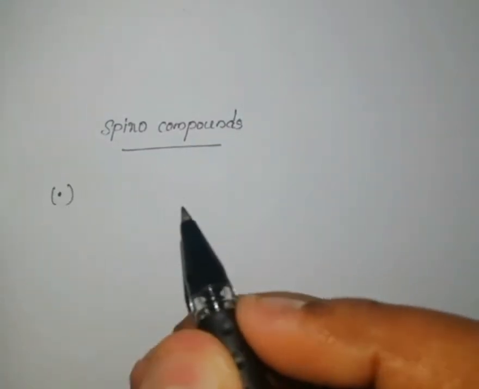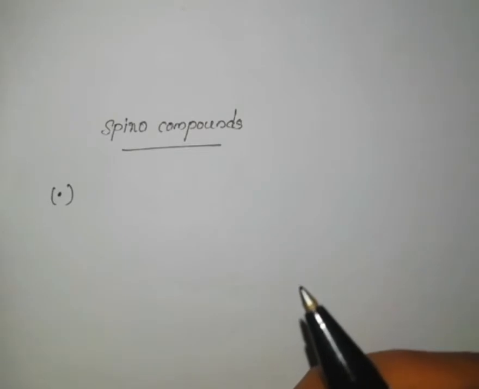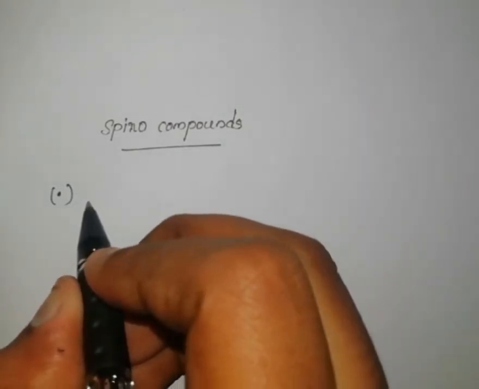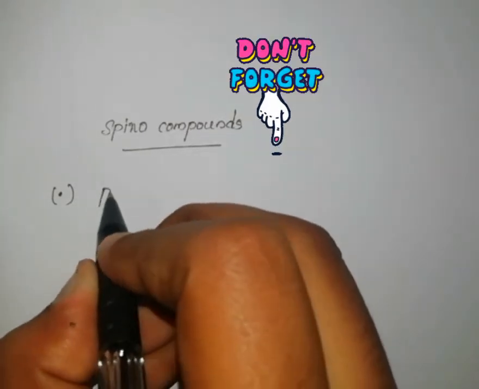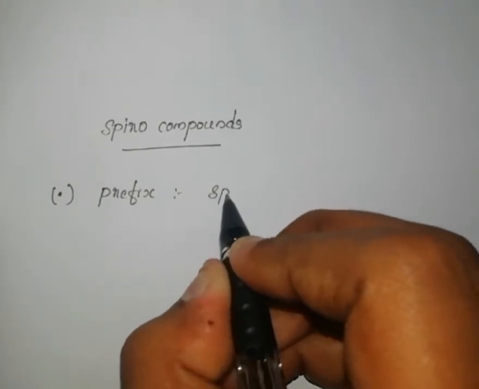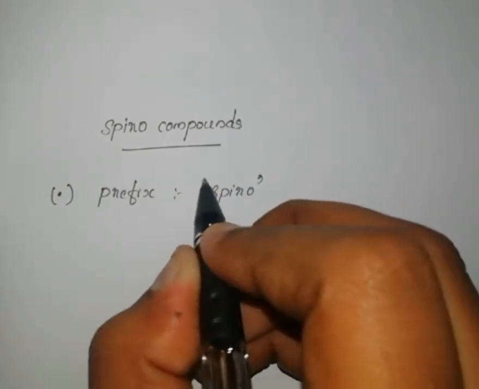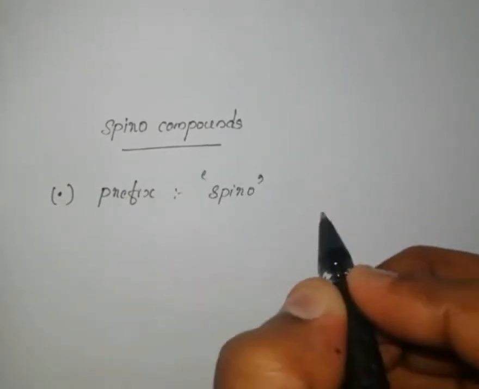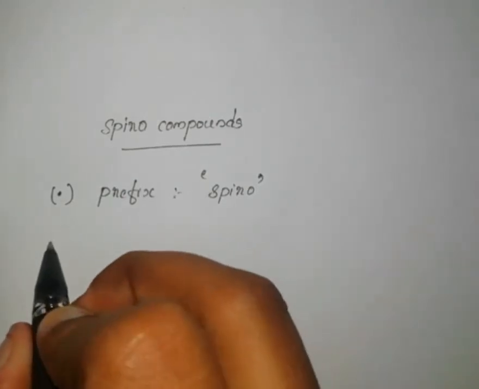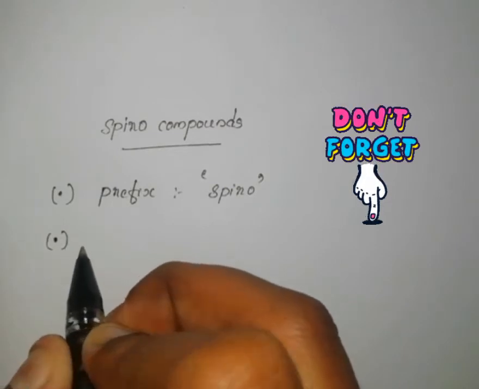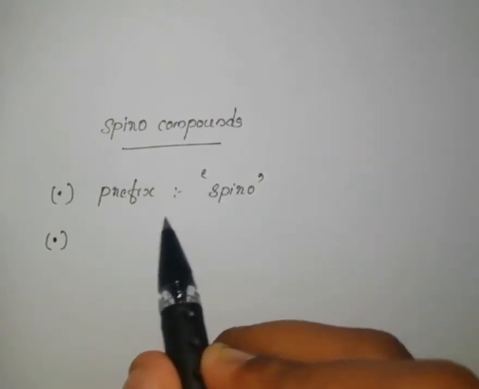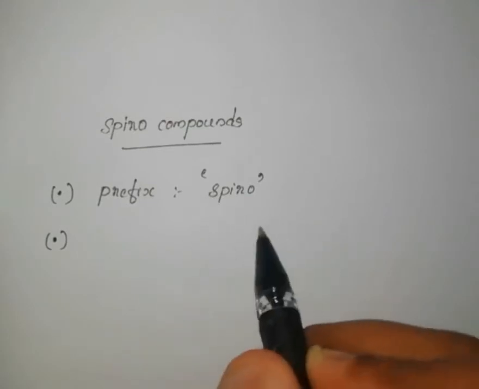Some points we have to keep in mind in the nomenclature of bicyclic Spiro compounds: one point is we use the prefix Spiro in the naming system for the Spiro compounds. And the second point is that the parent hydrocarbon is chosen by counting the total number of carbon atoms in both the ring systems.